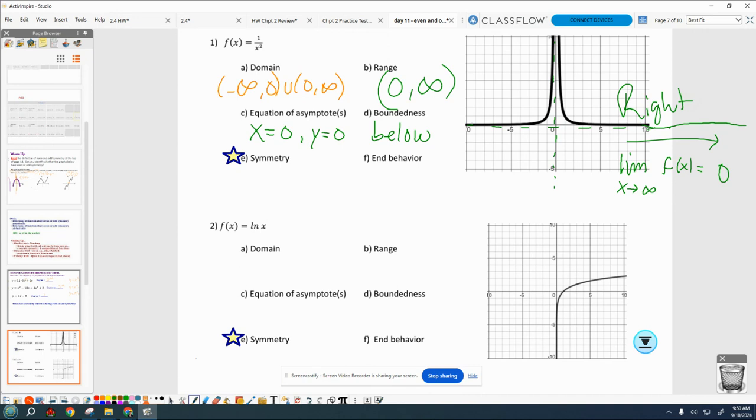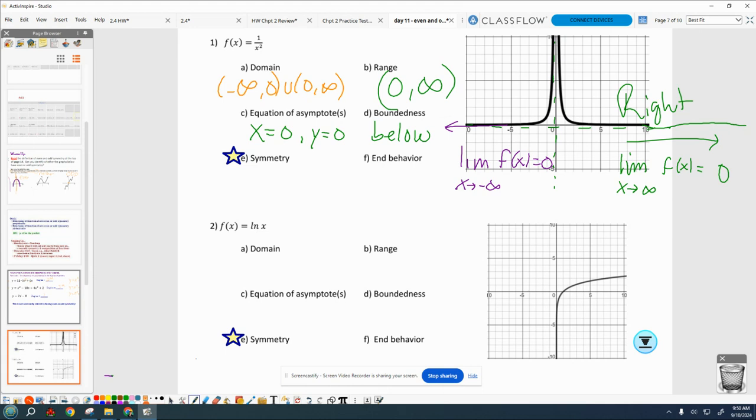Actually, does it look like the left end behavior's any different? No. So what is the one difference I need to do in my setup? Negative infinity. Left end, as we go super duper that way, goes to 0. Those are my end behaviors.